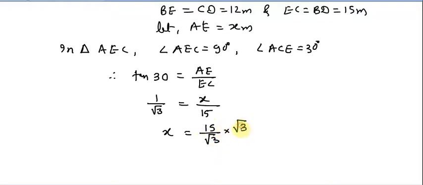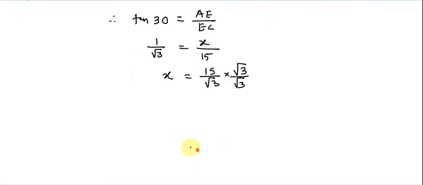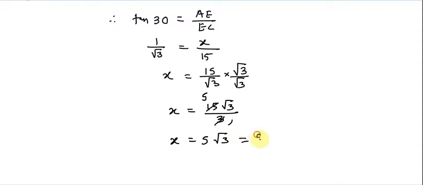Rationalize the denominator. So multiply and divide by root 3. We get X equal to 15 root 3 upon 3. So 3 ones are 3 and 3 fives are 15. So X is equal to 5 root 3. That means we can take 5 into 1.73. If root 3's value is not given, mention it. Root 3 is equal to 1.73, that you have considered. So X is equal to 8.65.